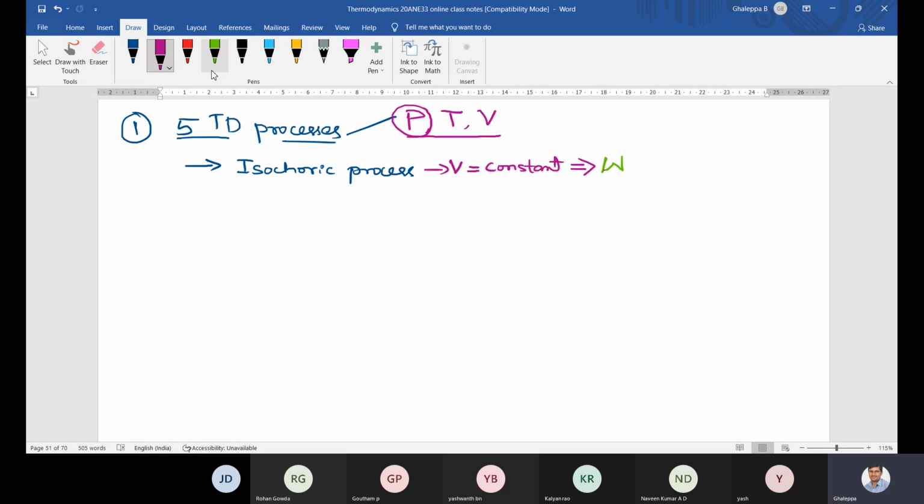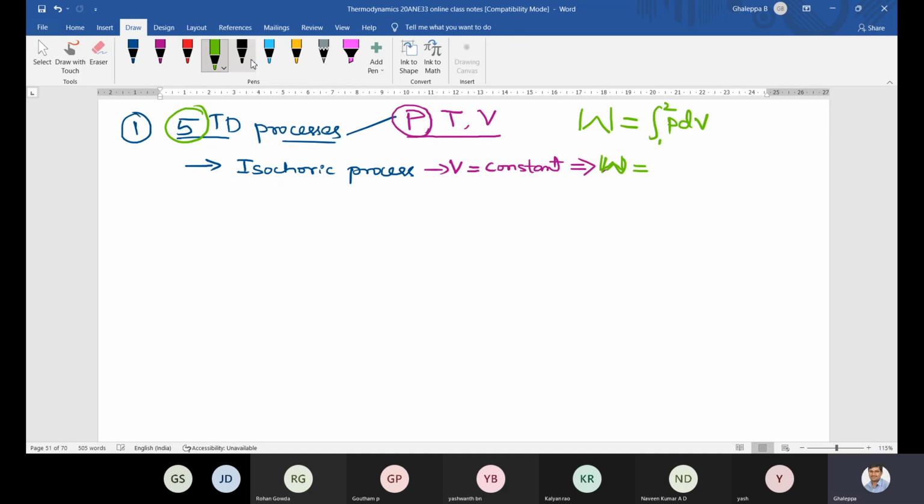So we have to write or remember the expression for work done for all these 5 processes. Before remembering the expression for work done, my dear students, just remember this expression: work done is equal to integral of PdV.